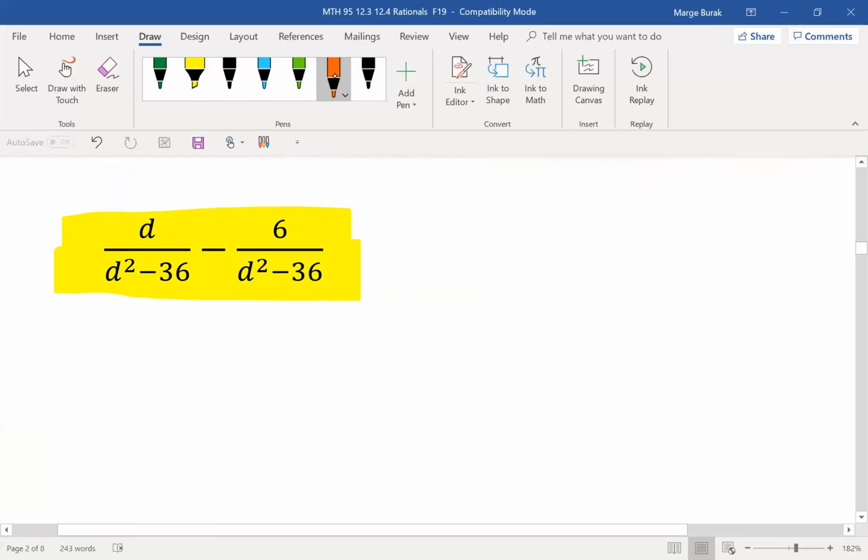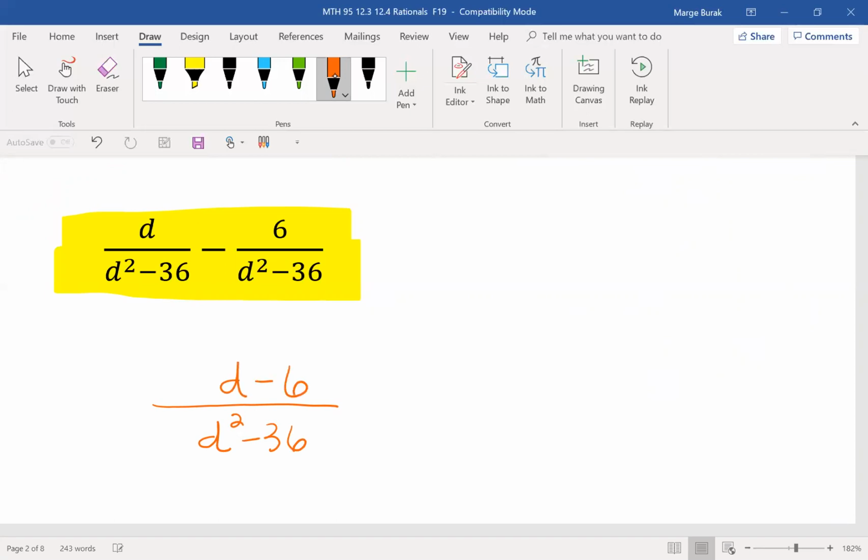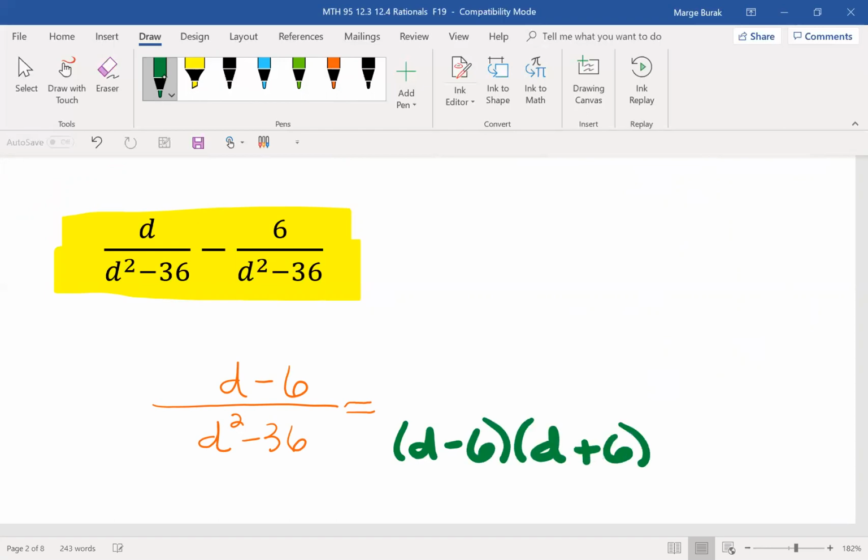So we see the denominator is d squared minus 36. So let's just keep it d squared minus 36, and then we're going to take our d minus 6. Well, you say that's too easy. Well, we always have to make sure that we can't simplify this. As it turns out, if you factor d squared minus 36, that's the difference of two squares. So that's the d plus 6 and the d minus 6 over the d minus 6.